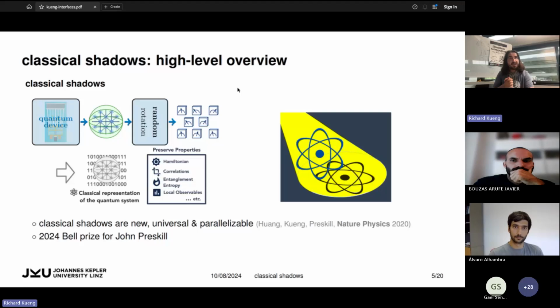And I was really happy to learn, and maybe you saw that as well, that John Preskill, one of the co-inventors of this approach, we did that together back at Caltech, Robert Kueng, myself and John, won the John Bell Prize this year, in large part because of this.